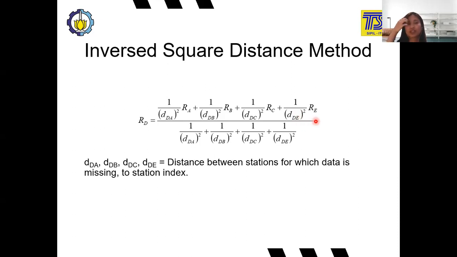So it depends on the distance, because of the name of the method, inverse square distance. So the distance is inverted and then squared and multiplied by the rainfall of each station with the complete data.